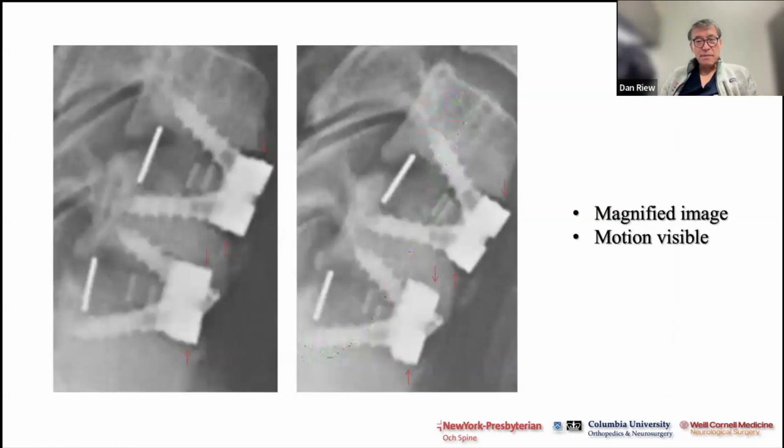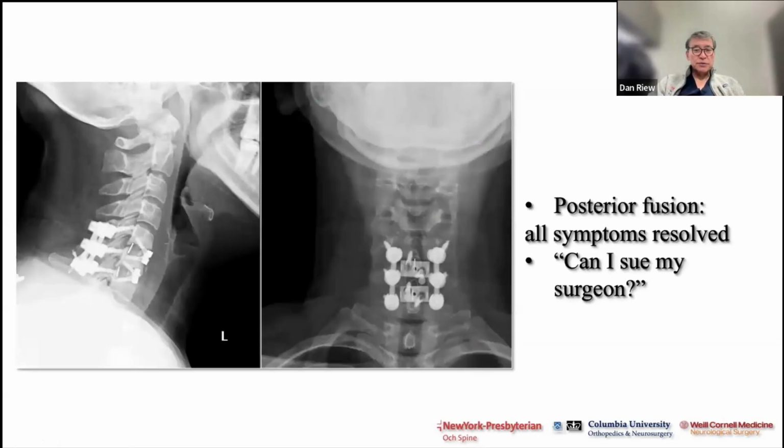And then if you really magnify the image, you see that there are other signs that things are moving. So on extension, the gap between the cage and the bone gets bigger than when they're flexing their neck forward. And the gap up here gets bigger on extension. Same thing here, that when you flex down, that gap narrows, and on extension, that gap increases. So just by looking at the flexion extension, but much more carefully, you can tell that there's a non-union there.